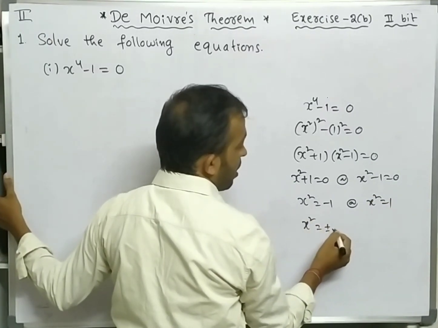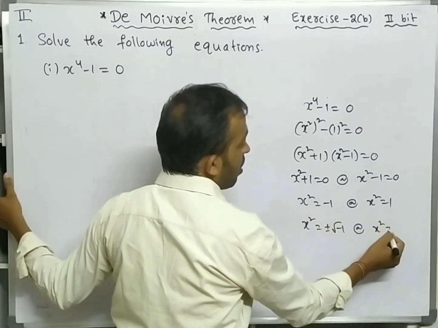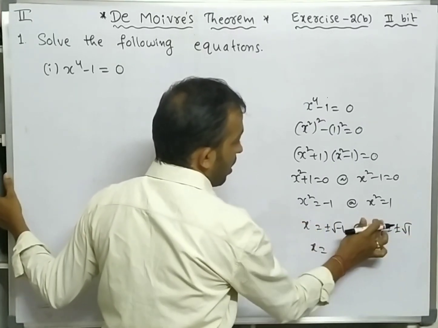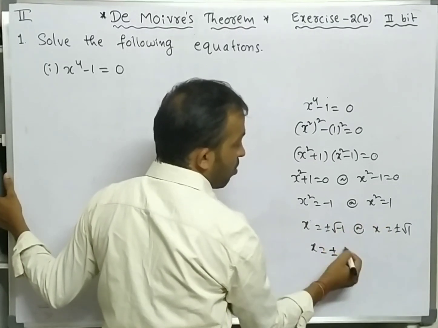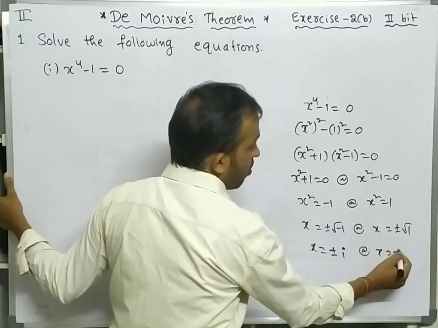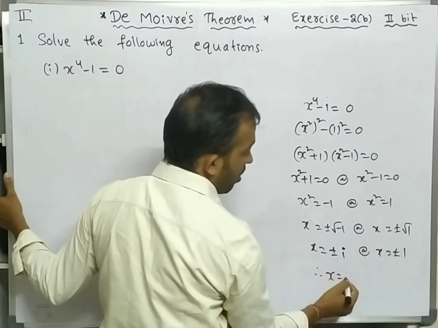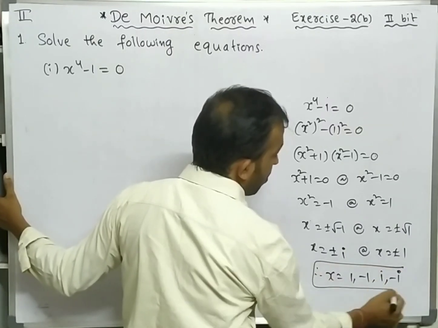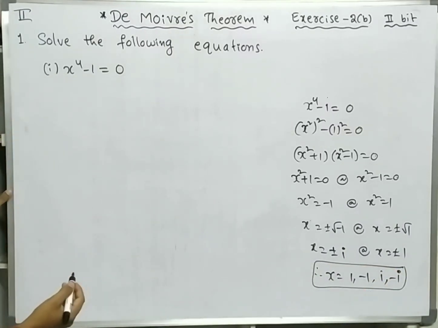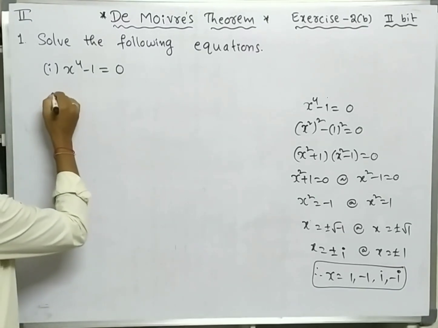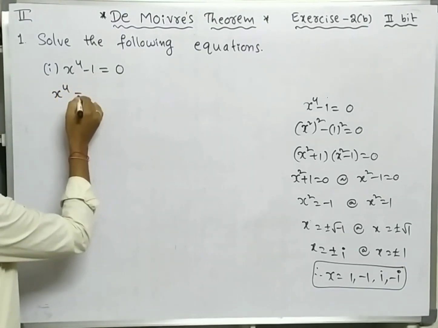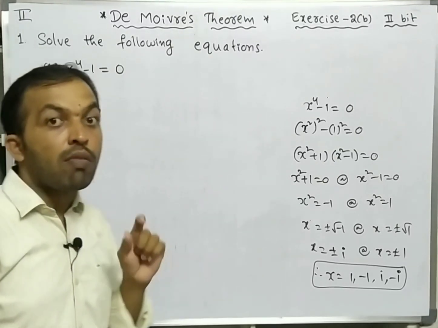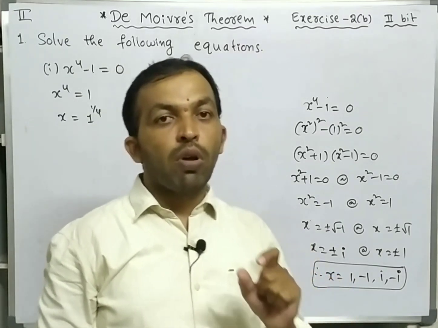x is equal to plus or minus root minus 1, or plus or minus root 1. Root minus 1 is i and root 1 is 1. So therefore x is equal to 1, minus 1, i, minus i, the 4 solutions. That is one way. Another way: x power 4 minus 1 is equal to 0, x power 4 is equal to 1, x is equal to 1 to the power of 1 by 4, that is the fourth root of unity.